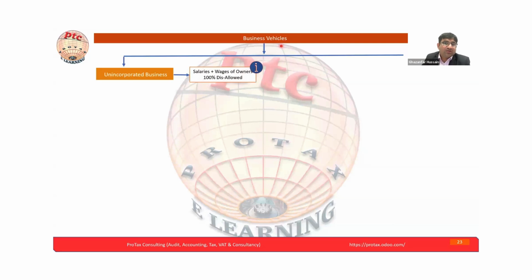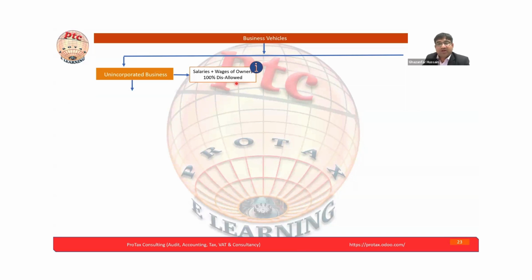So let's see, we might set up the operation through an unincorporated business, because based on their understanding of the management or the operation, they may choose an unincorporated or an incorporated business. In terms of an unincorporated business, such as a sole establishment, whatever the salaries and wages of the owner are, they are 100% disallowed.